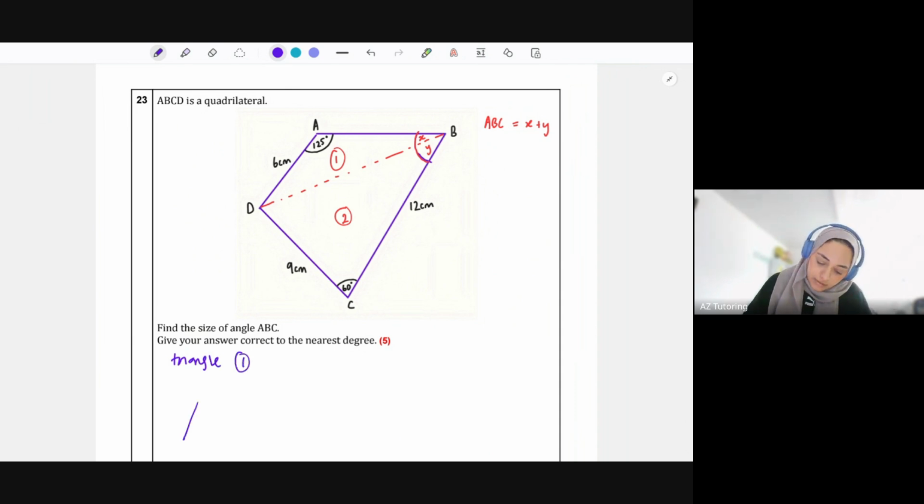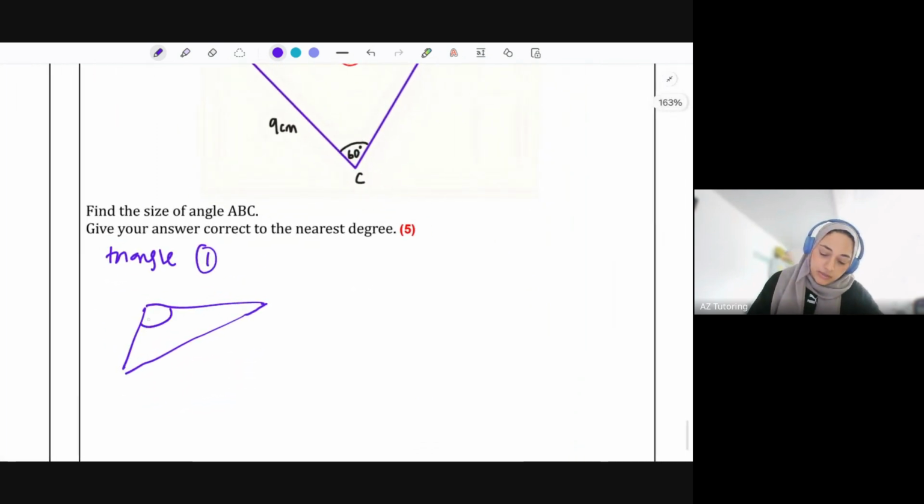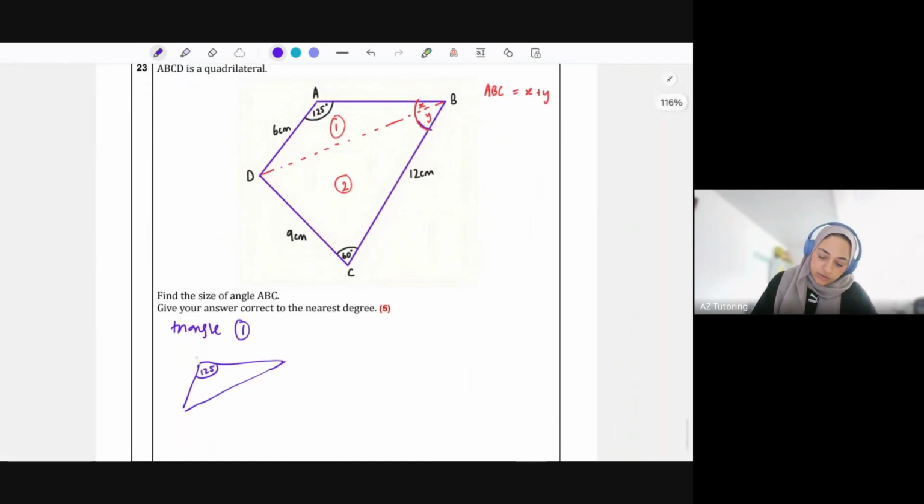Okay. Let me just sketch it out, makes it a bit easier to work with. Now, notice that both of these are non-right angle triangles, so I'm going to be using sine rule and cosine rule. So I know the top here is 125. It's probably worth writing A, B, D. I know that this is 6 centimeters. What else do I know?